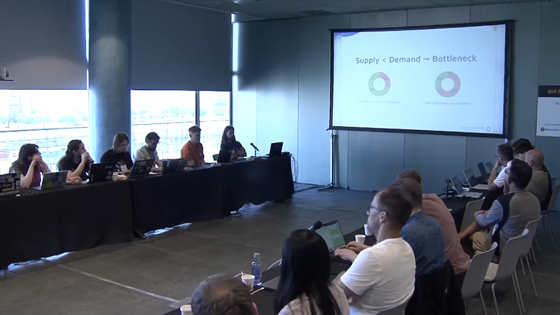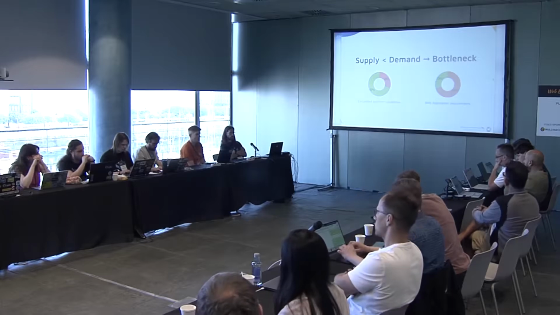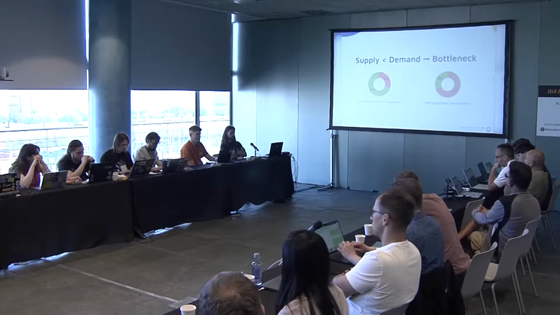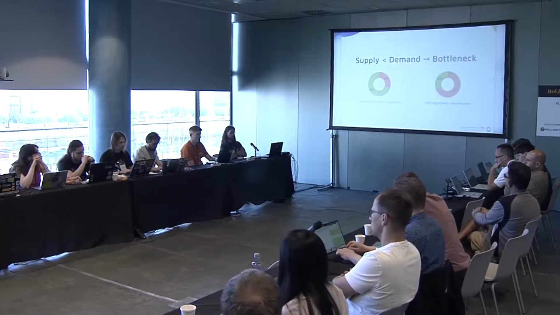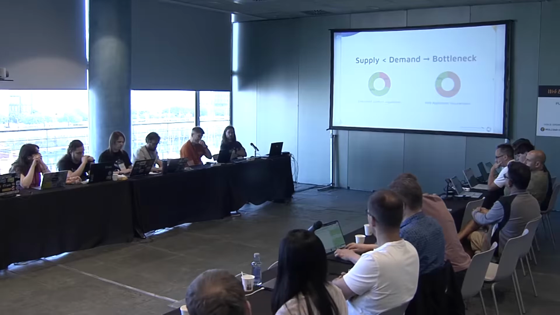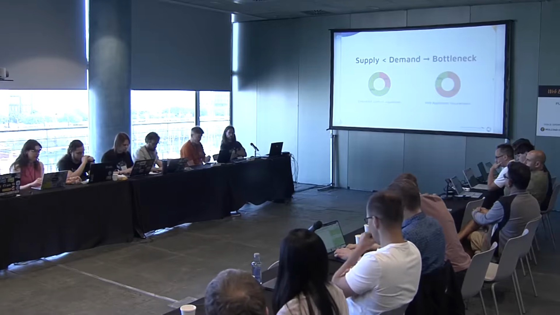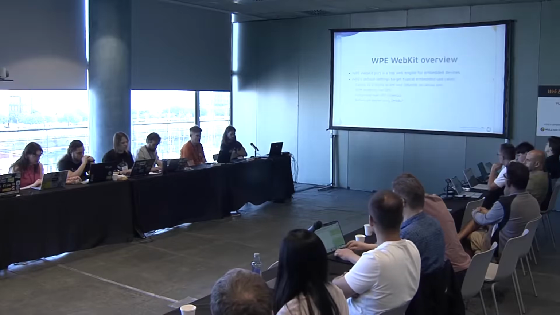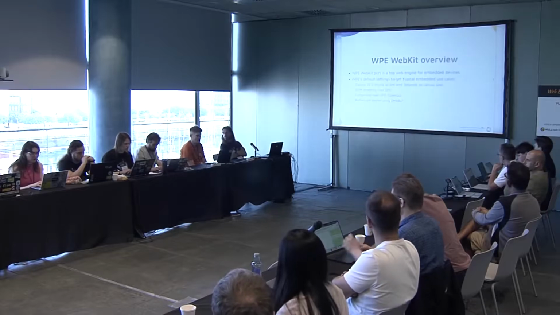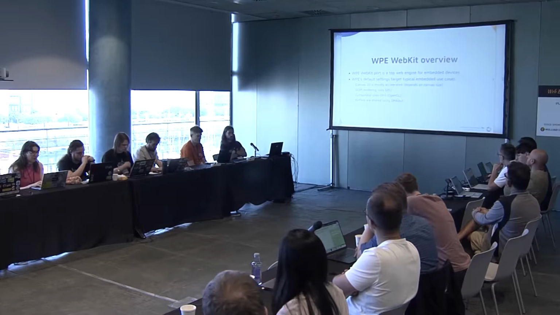So basically, if your application is very GPU hungry, on average the CPU usage will be very low, but the GPU will be at 100% all the time. So you have a bottleneck. So what can you do about it? Well, I'll talk about what you can do with WPE WebKit and from the perspective of settings.